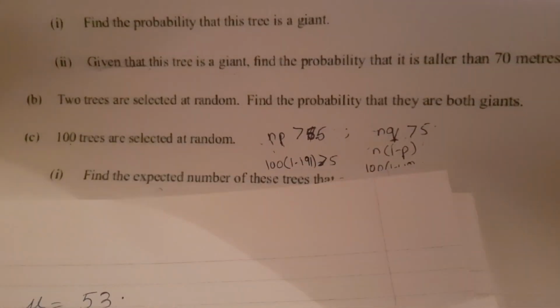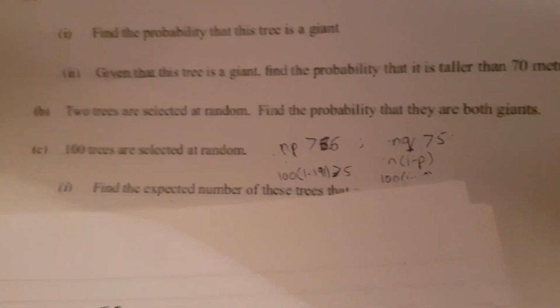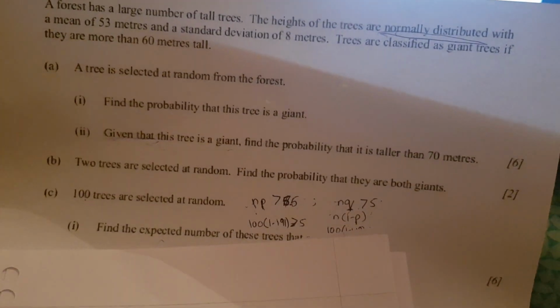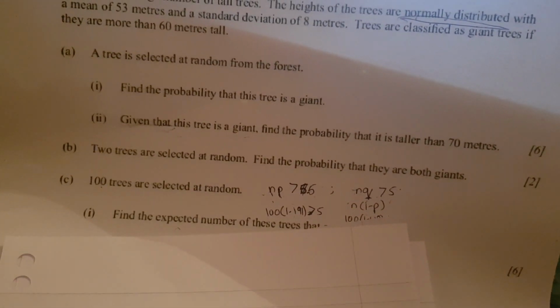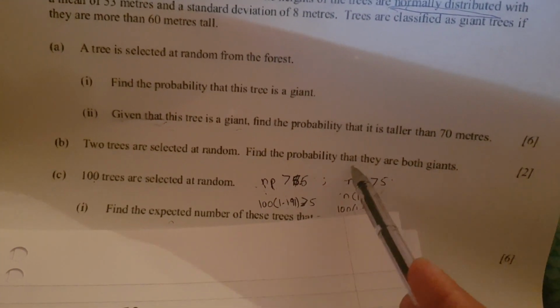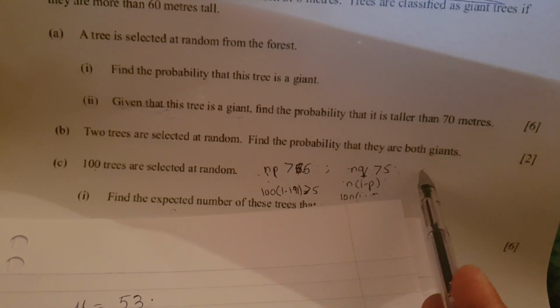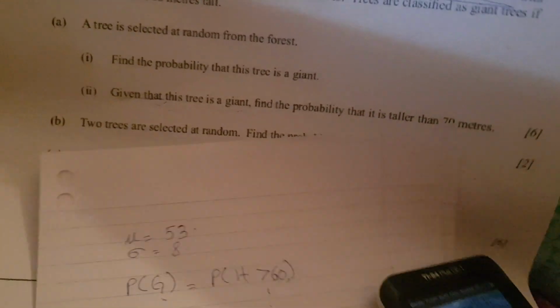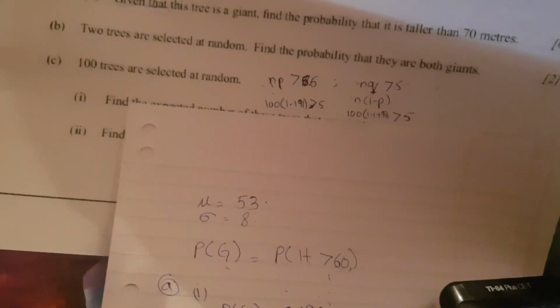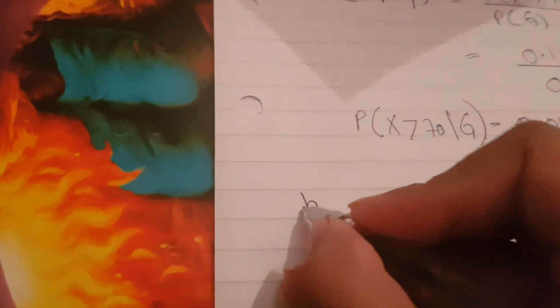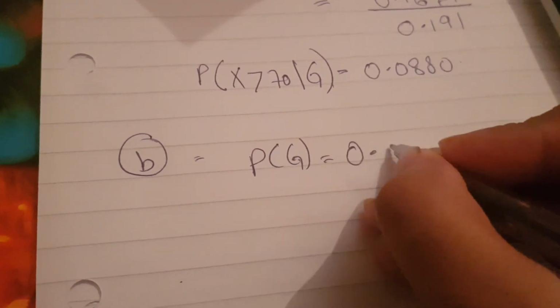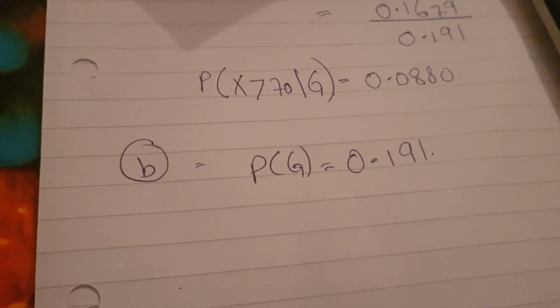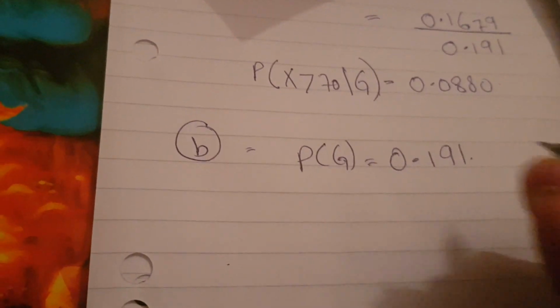Okay, now let's move to part B. Part B says 2 trees are selected at random. Find the probability that they are both giants. Both giants. What is the probability of one giant tree? 0.191, right? So what will be the probability of having 2 giant trees?